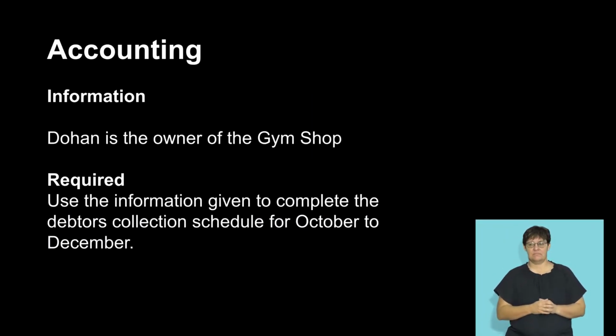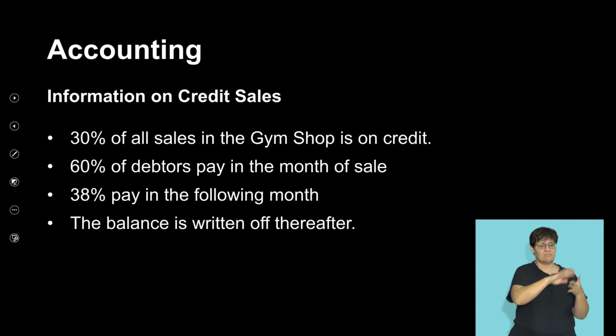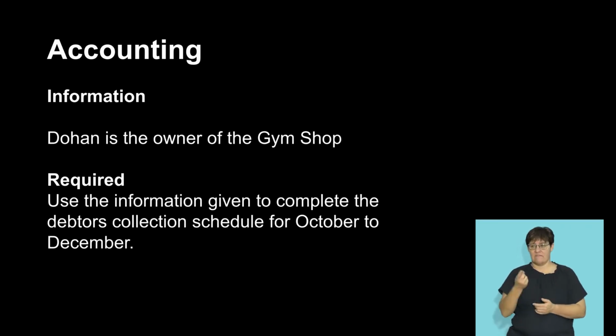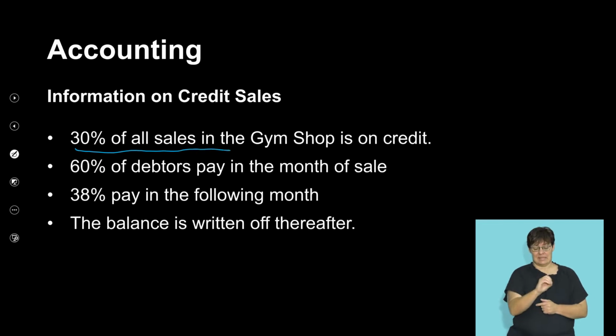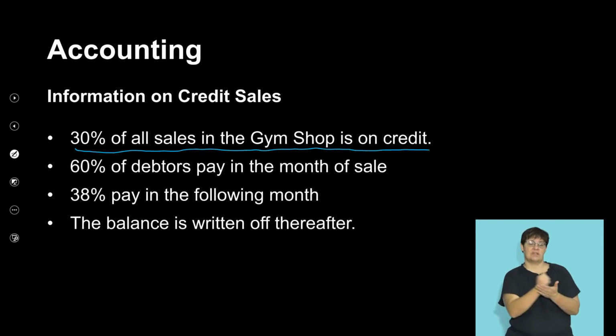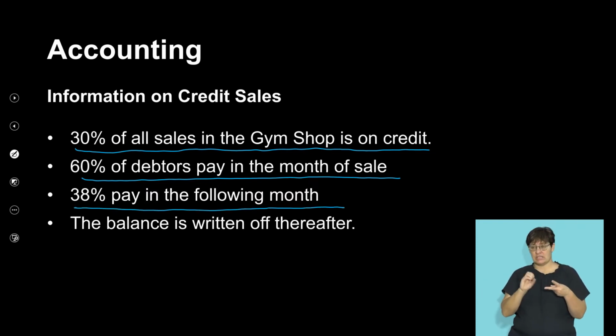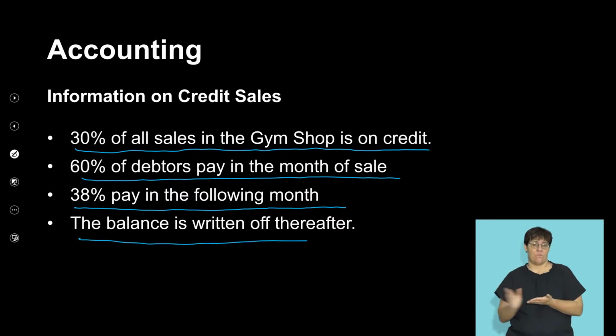We're told that Doan is the owner of a gym shop. Use the information given to complete the debtors collection schedule for October to December. Right, so we are told, remember the proviso, that 30% of all sales in the gym shop is on credit. That's the first item that we have there. 60% of debtors pay in the month of sale, 38% pay in the month following the month of sale, and the balance is written off thereafter.